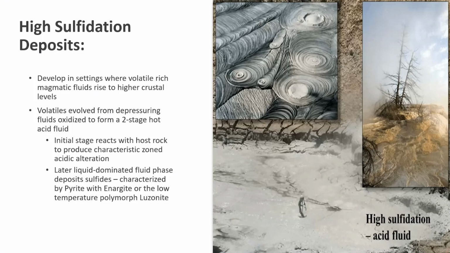In summary, high sulfidation deposits develop in settings where volatile-rich magmatic fluids rise to higher crustal levels. Volatiles evolved from depressurized fluids to form a two-stage hot acid fluid. The initial stage reacts with the host rock to produce characteristic zoned acidic alteration. Later, a liquid-dominated fluid phase deposits sulfides, characterized by pyrite with enargite or other low-temperature polymorph luzonite.